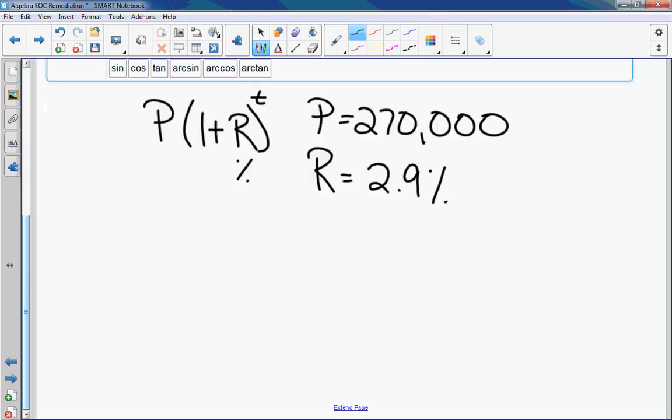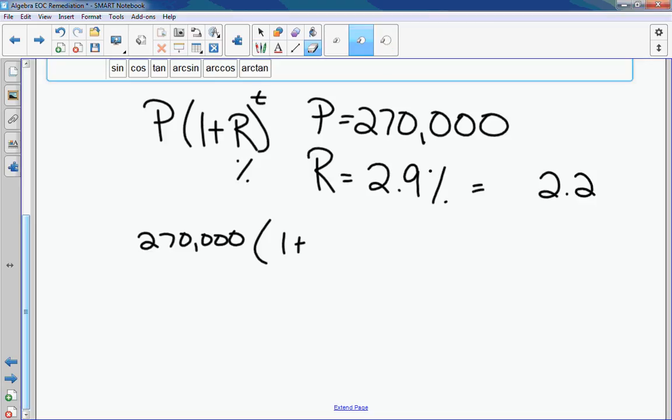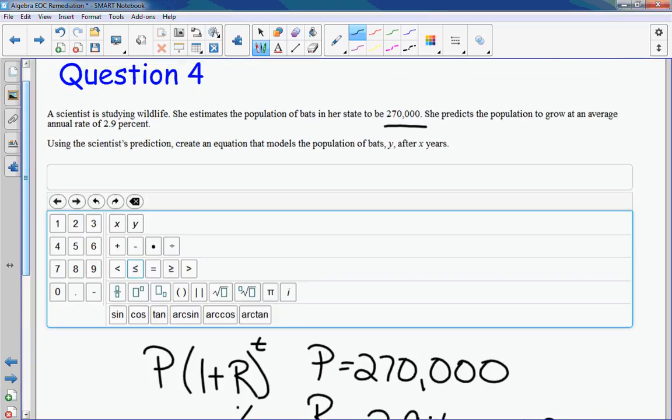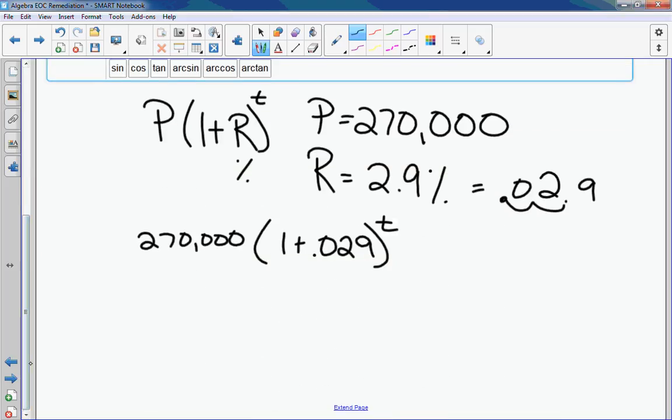I'm going to get 270,000 times 1 plus 2.9% written as a decimal. I'm going to move the decimal to the left 2 times. I'm going to get 0.029. So I'm taking 1 plus 0.029 to the t power. Actually, in this case, we want to use x because they told us, if you look here, they want it to be after x years and not t years. I'm going to go ahead and change that. And this would be the final answer, the number of bats.